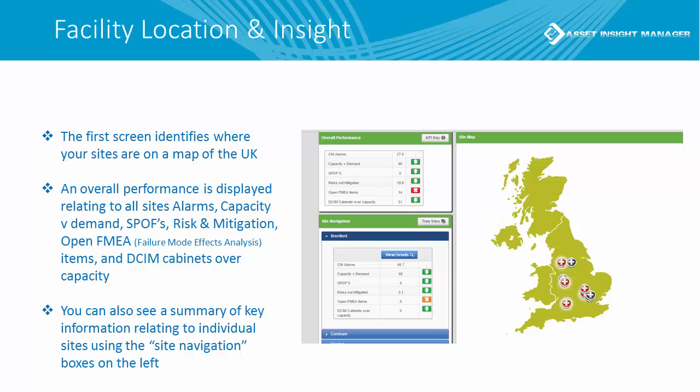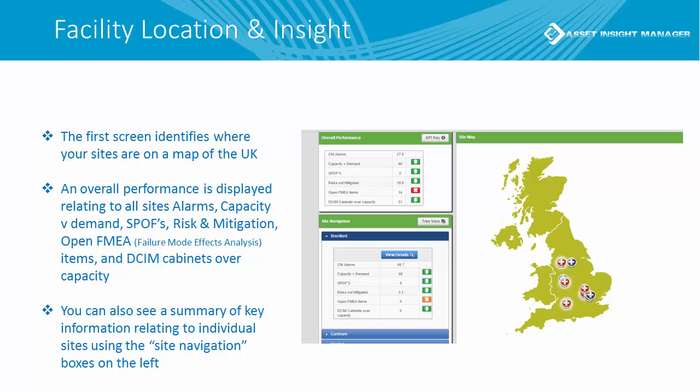An overall performance is displayed relating to all site alarms, capacity vs demand, SPOFs, which is a single point of failure, risk of mitigation, Open FMEA, failure mode effect analysis, items, and DCIM, cabinets over capacity. That's it. The DCIM is all to do with the data center stuff, so push that to one side.